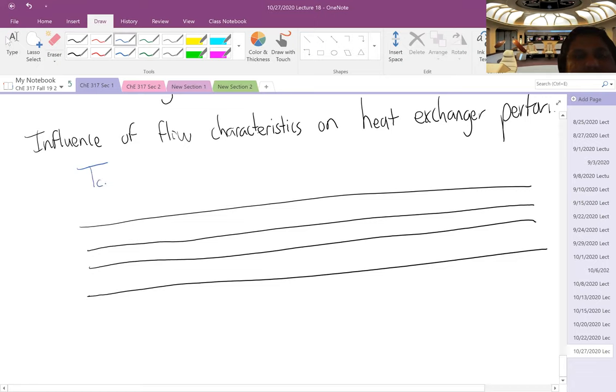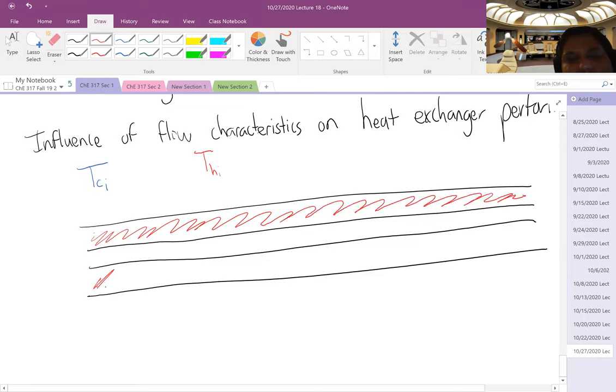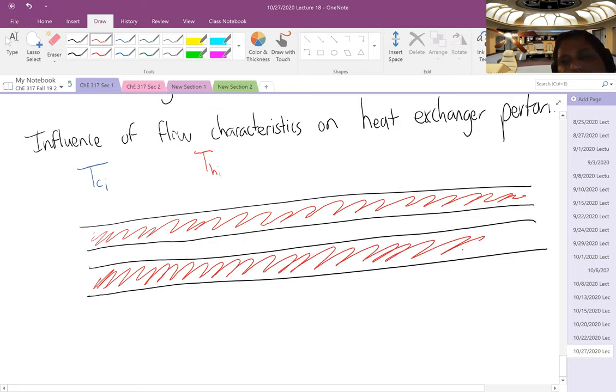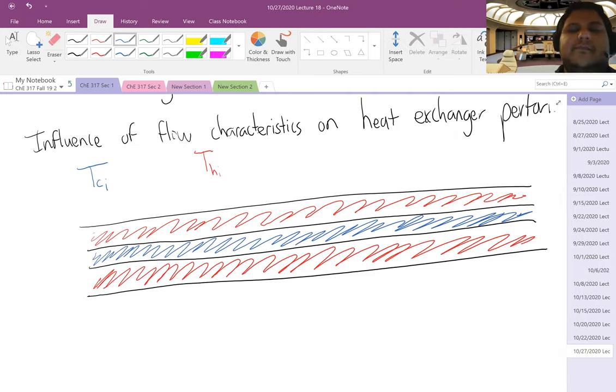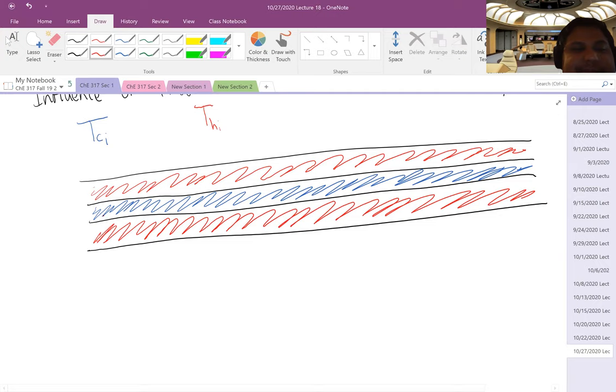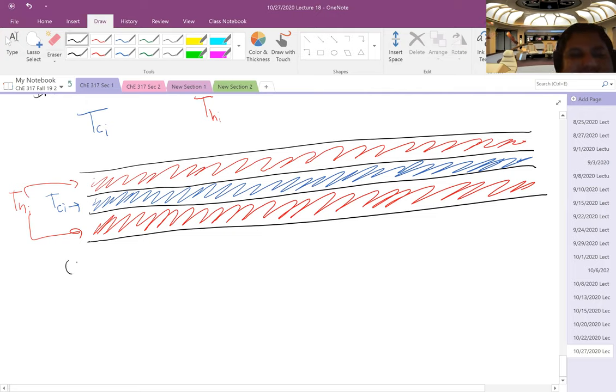So for the purpose of this illustration, let's say I have a cold fluid and a hot fluid coming in. The hot fluid is going to be on the outer pipe, like this, and the cold fluid is going to be on the inside pipe. In this case, let's first consider a system where the cold fluid comes in on this side, and the hot fluid also enters in the same direction, such that we can consider this co-current flow, or fluids that are both flowing in the same direction.